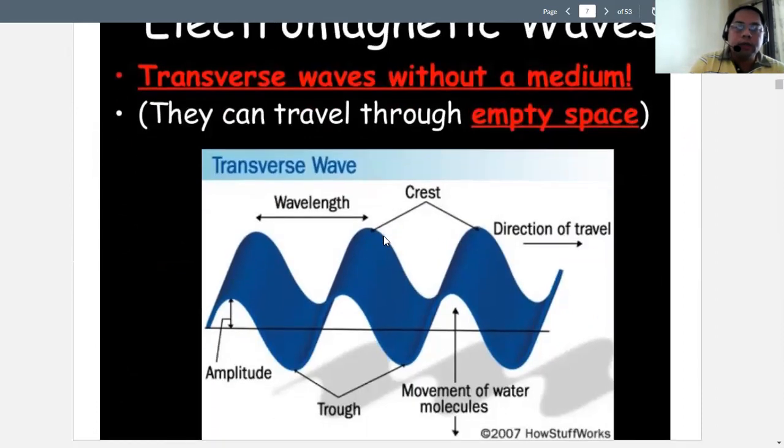So here is our transverse wave. And the thing about electromagnetic waves is that they can reach the earth from the sun. We know the kind of wave emitted by the sun is electromagnetic radiation, and it doesn't need any medium. There's no need of water or air for that wave from the sun to reach us.